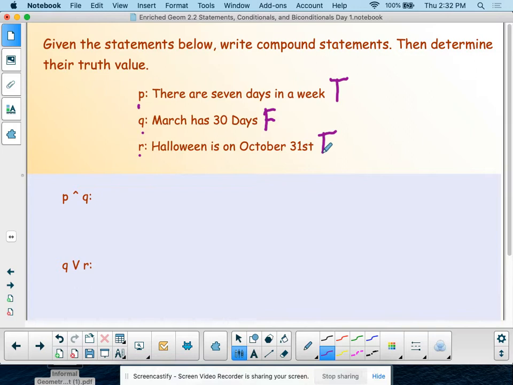And now we're going to write their compound statement. So this one is saying P and, right, because that's an and symbol, Q. So we're going to write P out there. Oops. Remember when I said it's going to feel like an English class? Here we go. There are 7 days in a week.